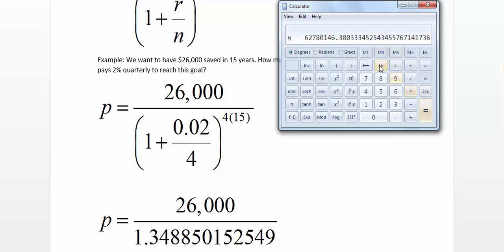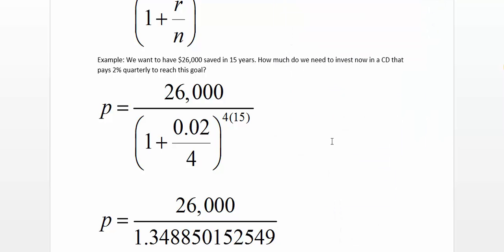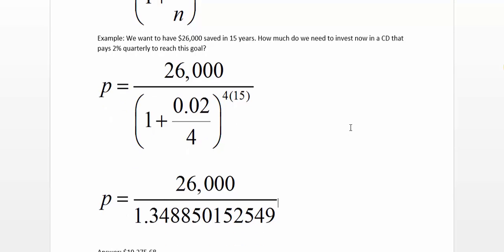Oh, I made a mistake. Let's try it again. 26,000, I think I multiplied instead of divided. Divided by memory recall. There we go. So I need to invest now $19,275.68 in order to accumulate $26,000 in 15 years at 2% interest compounded quarterly.